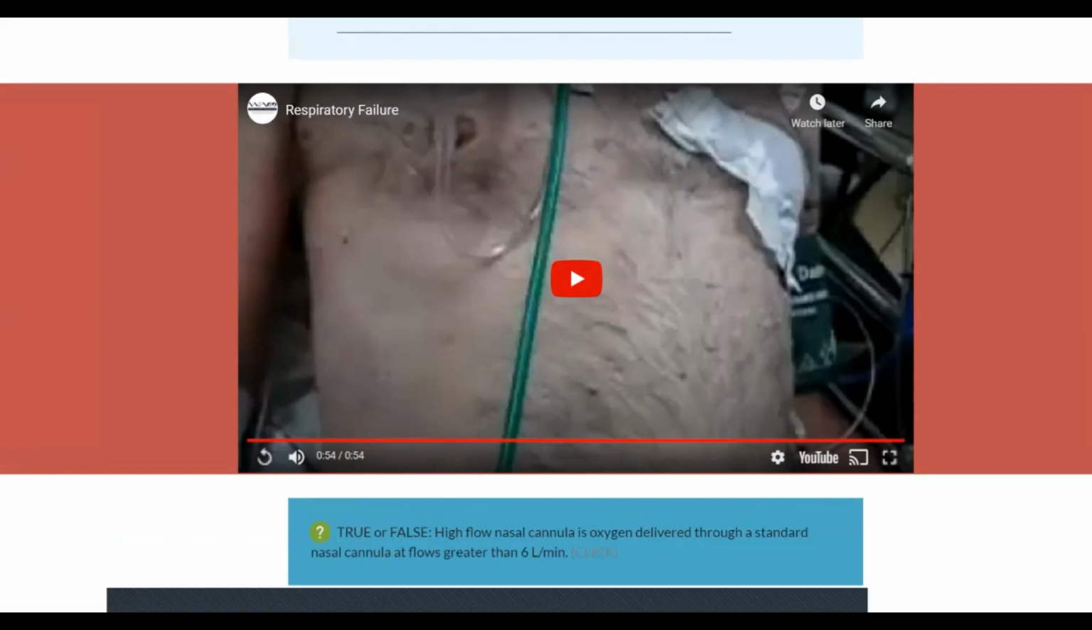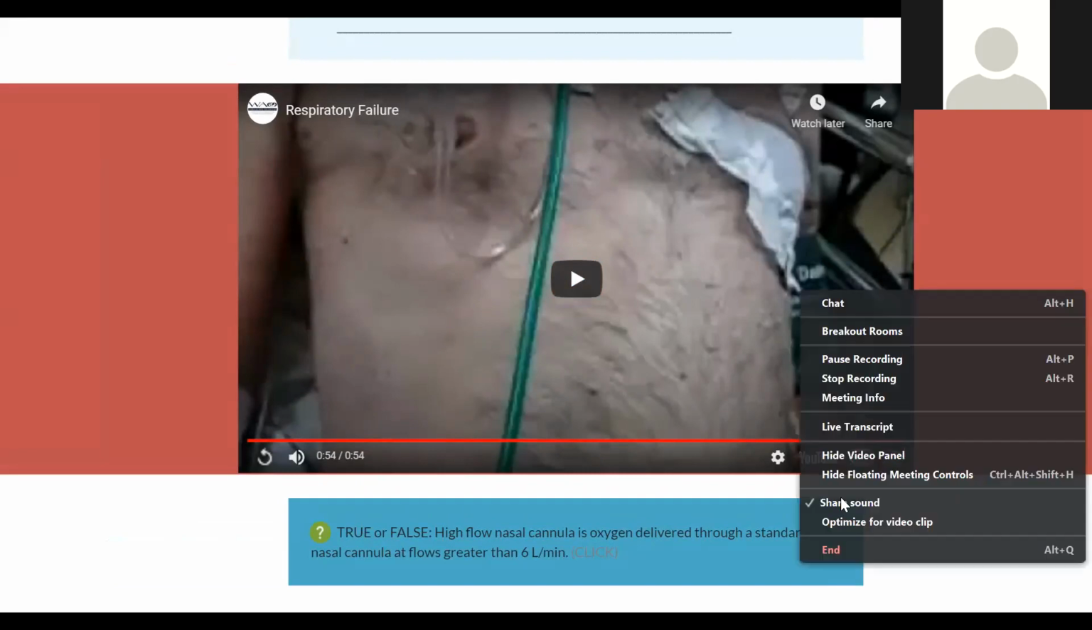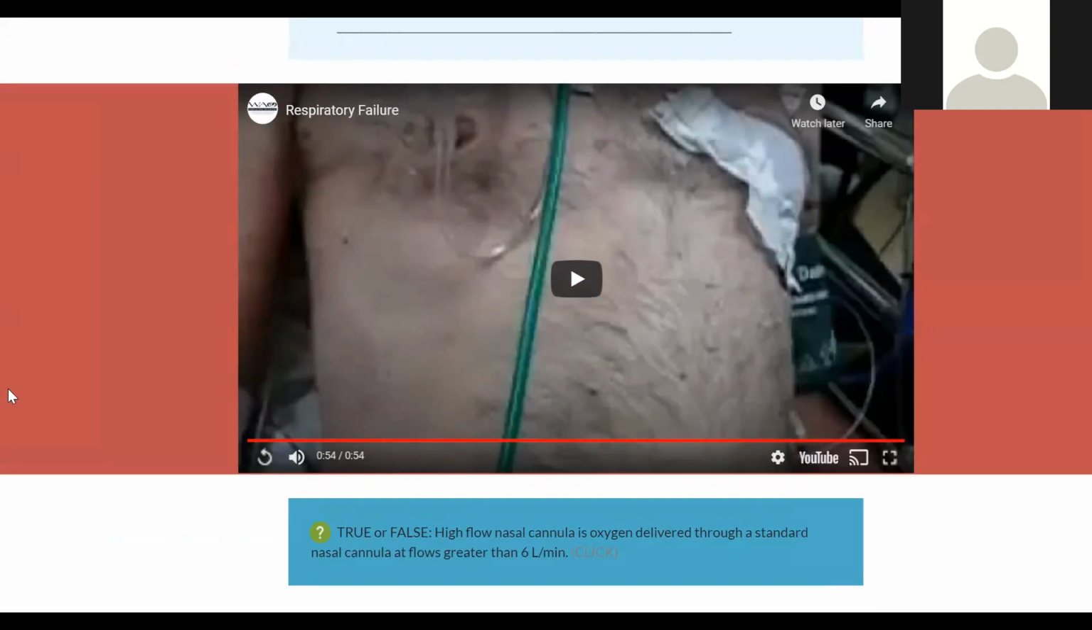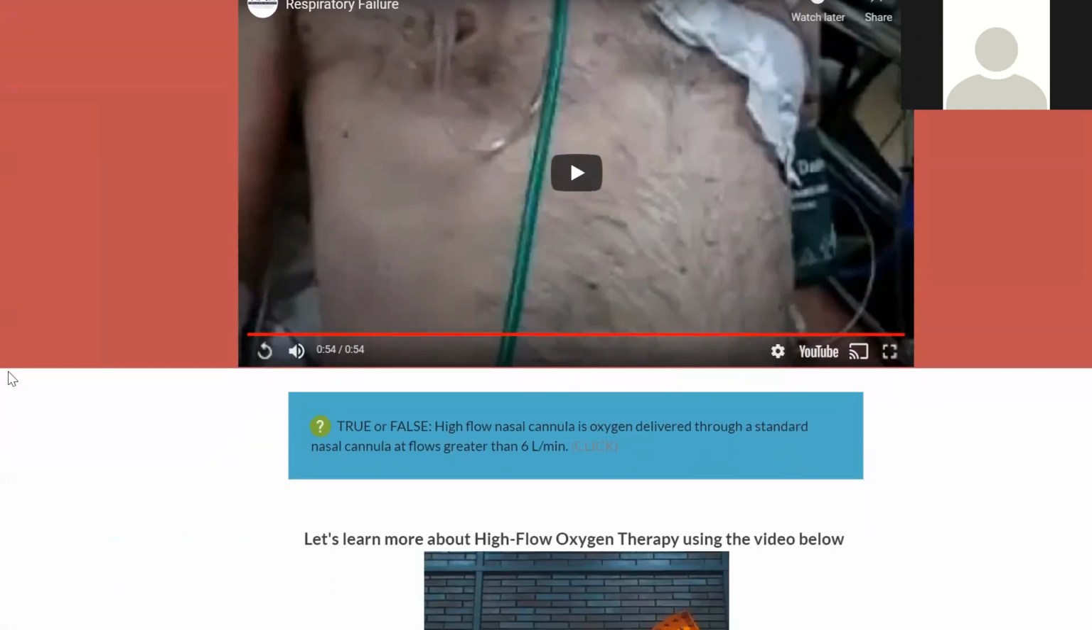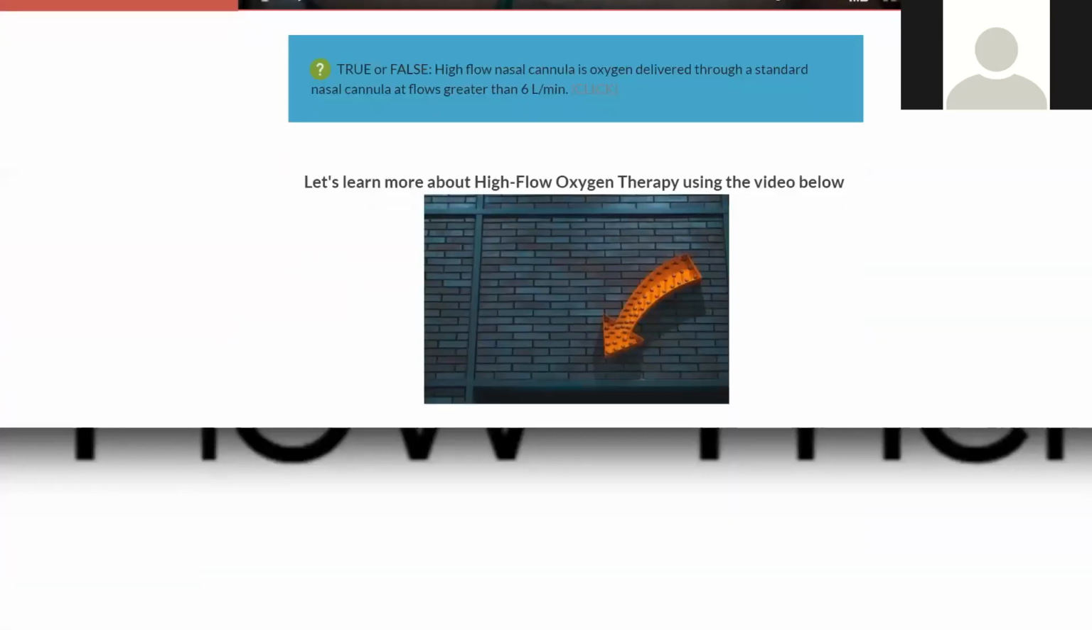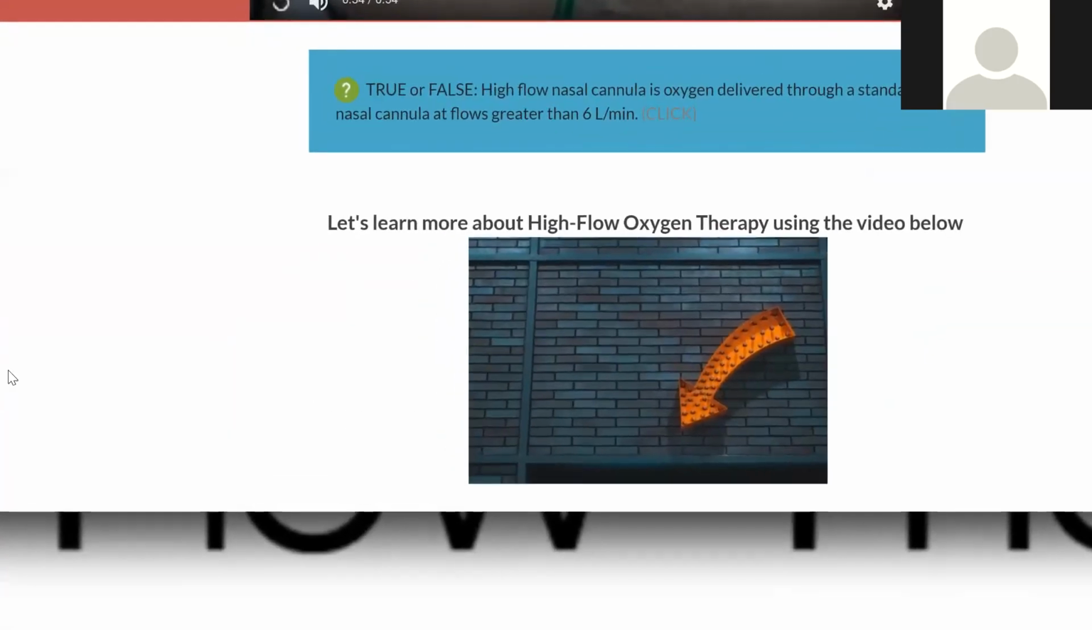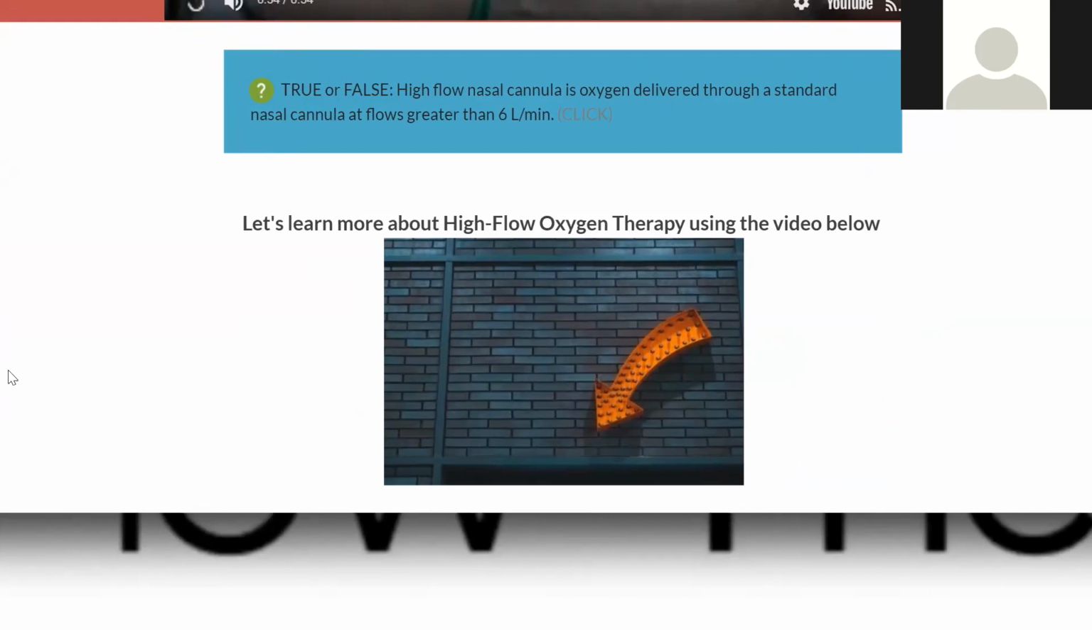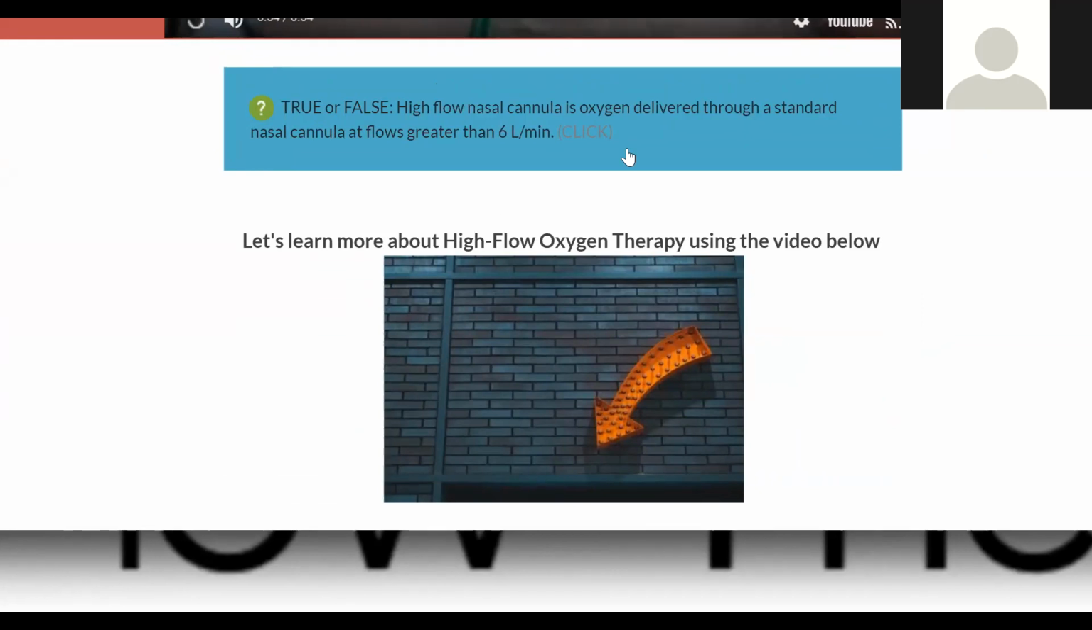Okay, I think you can see how the patient had respiratory distress with use of accessory muscles and subcostal and intercostal retractions. So here is the question. True or false? High flow nasal cannula is oxygen delivery through a standard nasal cannula at flows greater than 6 liters per minute. Is it true or false?